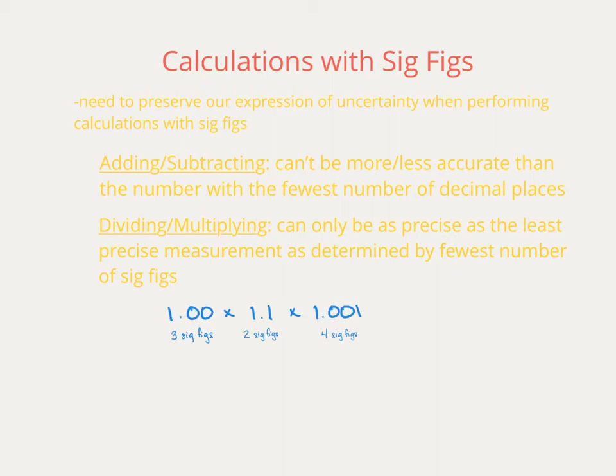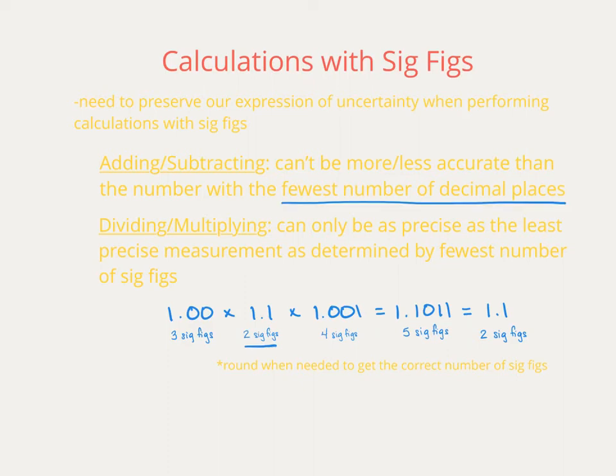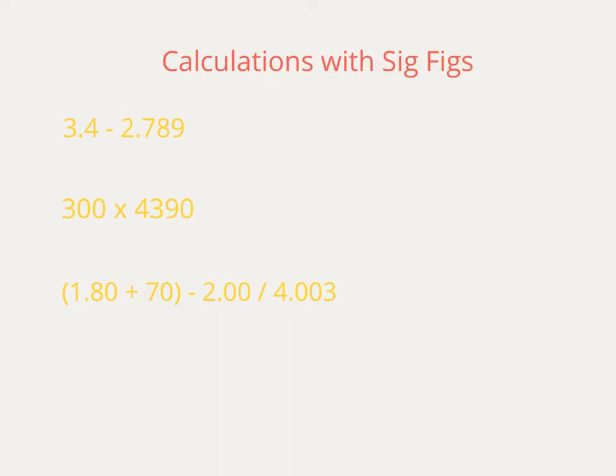When we're dividing and multiplying, we can only be as precise as the least precise measurement. So our answer can't have any more sig figs than the number in the calculation with the fewest number of sig figs. So in summary, when adding and subtracting, go by the fewest number of decimal places. When multiplying and dividing, go by the least number of sig figs. Now let's do some examples to practice calculating with our sig figs. Try these 3 examples on your own, pause the video, and when you're ready, hit play to check your work.